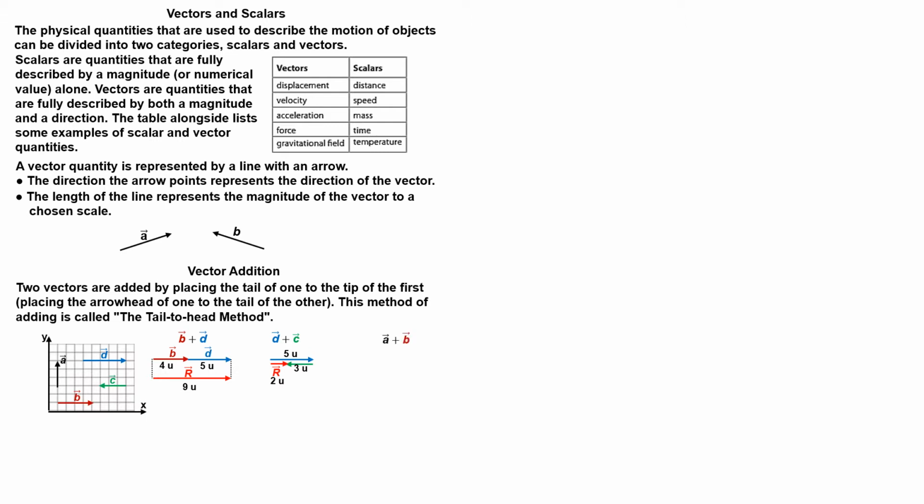Let's add the vectors a and b. Draw a line to represent the first vector, vector a in this case. Draw a line to represent the vector b. Draw the vector b with its tail at the head of vector a. The vector sum or resultant vector is the vector that extends from the tail of vector a to the head of vector b. As we can see, when two perpendicular vectors are added, we get a right triangle, and the resultant vector is the hypotenuse. So the Pythagorean theorem can be used to calculate the resultant vector.